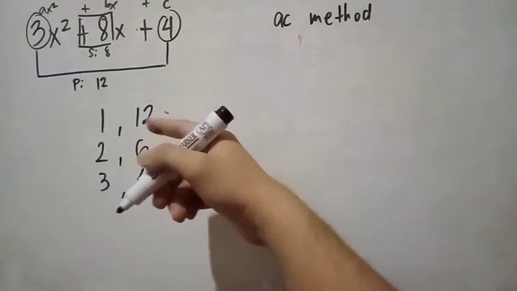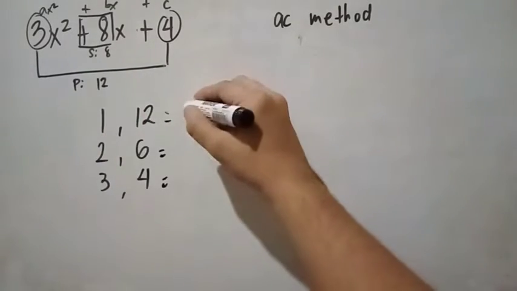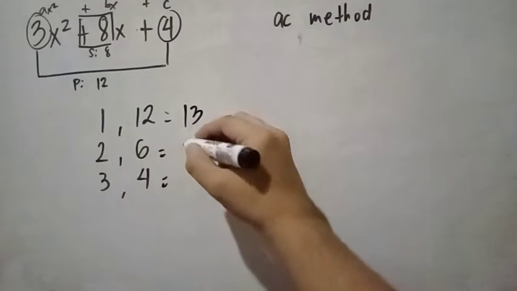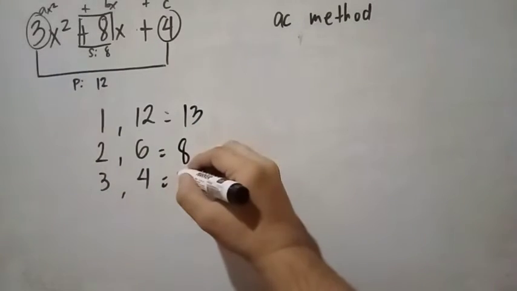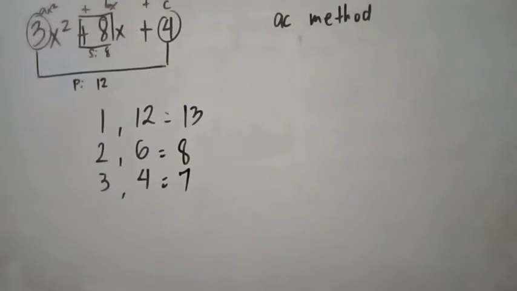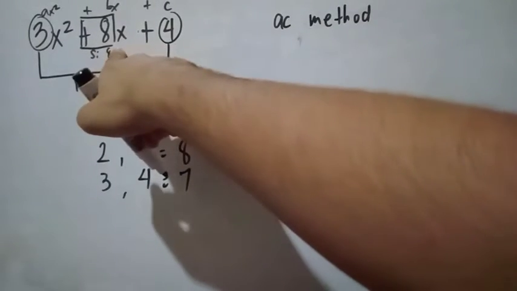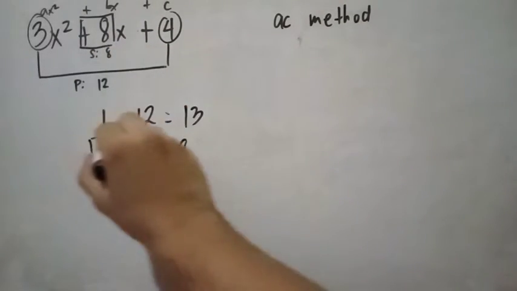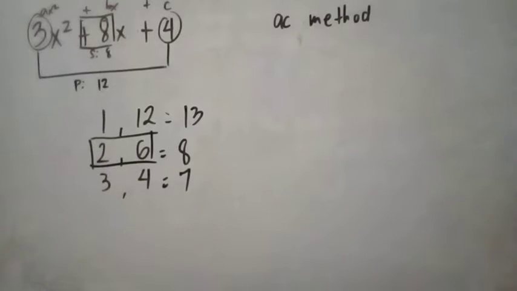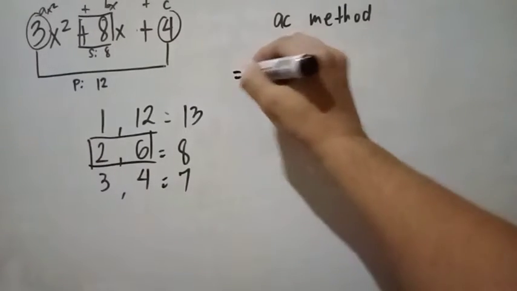Next, kunin natin yung sum nila. So, 1 and 12 is 13, 2 and 6 is 8, and 3 and 4 is 7. Ayan. And itong 8 nag-equal siya sa middle term. So ito yung dalawang numbers na hinahanap natin, 2 and 6. Okay. Next, anong step ang susunod natin gagawin?